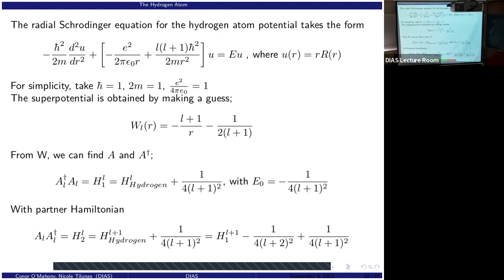Since we know that the potential is a function of the superpotential, we can make a guess for it and compare it to the potential we have above for the hydrogen atom. We get a working guess solution here, W of l, and this works for all values of l. Then we can use this to find the creation and annihilation operators, and use that to define two Hamiltonians: H1 of l, which is H hydrogen of l plus a constant, our ground state energy, and likewise for our partner Hamiltonian H2 of l, which is H hydrogen of l plus one plus a constant.